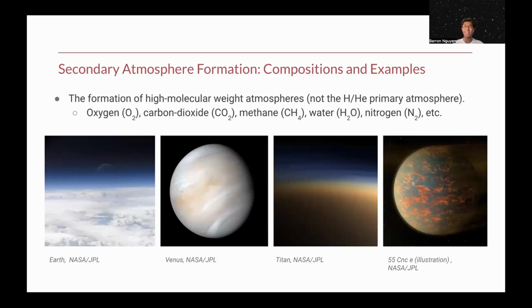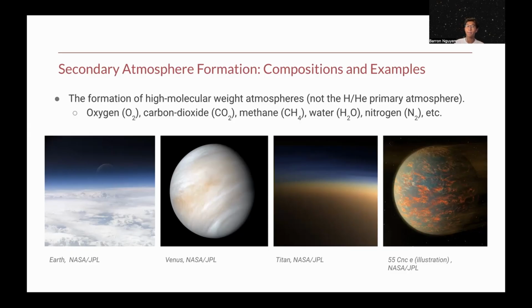So I just wanted to show some cool pictures for secondary atmosphere formation, so compositions and examples that we know of at least. Secondary atmospheres are higher molecular weight atmospheres that are not hydrogen and helium, not primary atmospheres. So for example, like I said earlier, oxygen, carbon dioxide, methane, water, nitrogen. These are all examples of secondary atmospheres. And I'll show a couple more images, both real and illustrations, to show what they potentially do look like in real life.